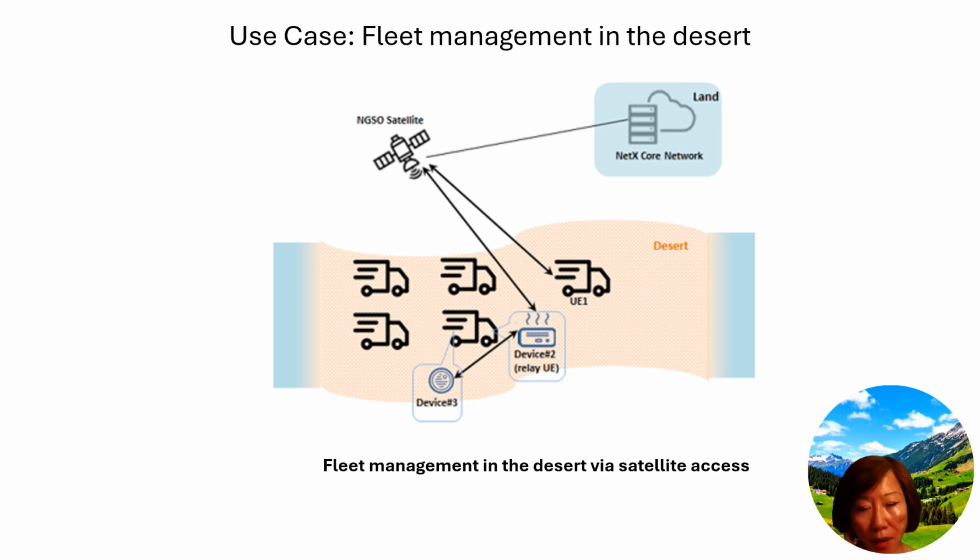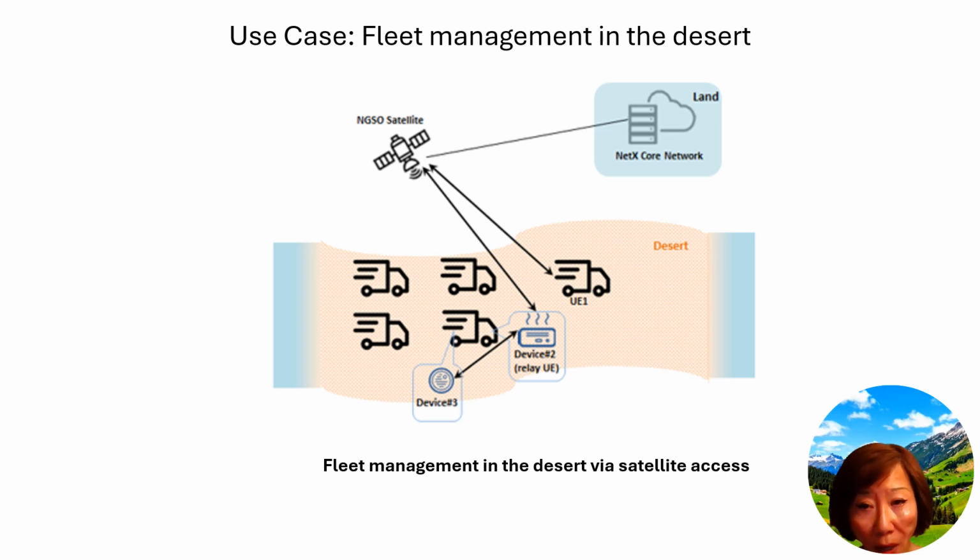This is showing the management of a fleet of vehicles operating in a desert environment using satellite communication. The desert setting emphasizes operations in areas with little to no terrestrial network coverage. The NGSO satellite provides the primary means of communication for the vehicles and devices in the desert. The system enables tracking and management of multiple vehicles across a wide remote area.